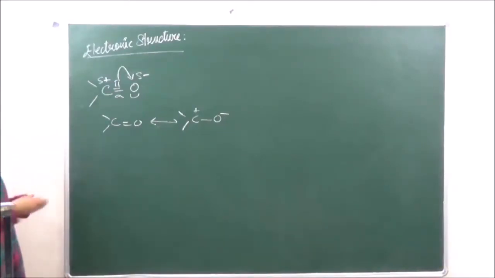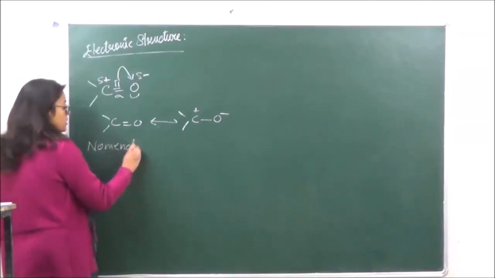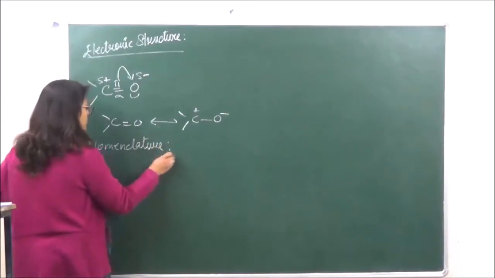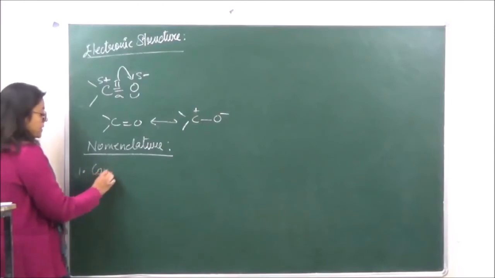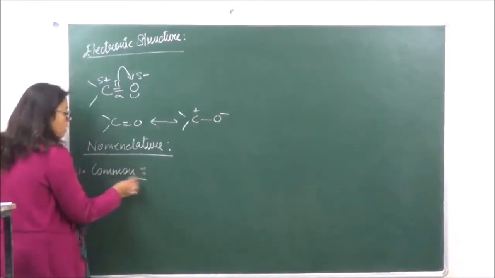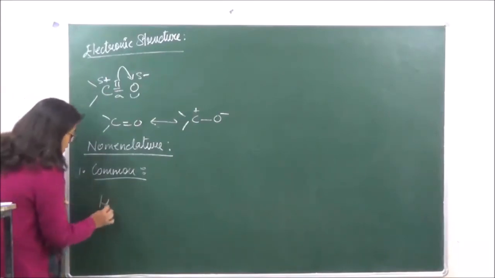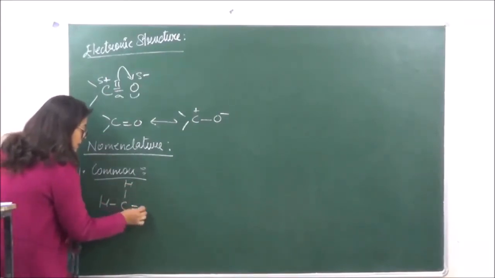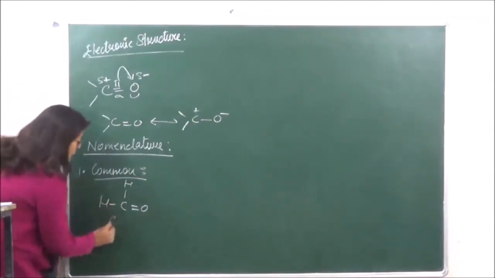So let's go on to the first nomenclature. How are we going to name the aldehydes and ketones? Nomenclature. First of all, we are going to do the common system of naming. According to the common system, when we are doing the nomenclature of aldehydes, they are named in the form of aldehyde only. The first member of the series is going to be a derivative of formic acid. So this is going to be known as formaldehyde.